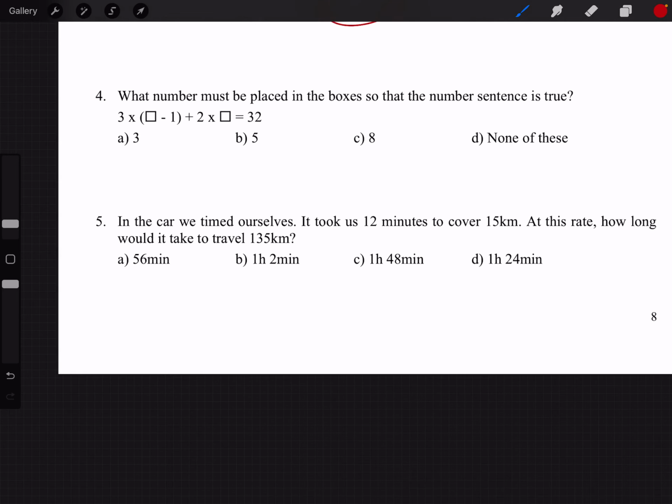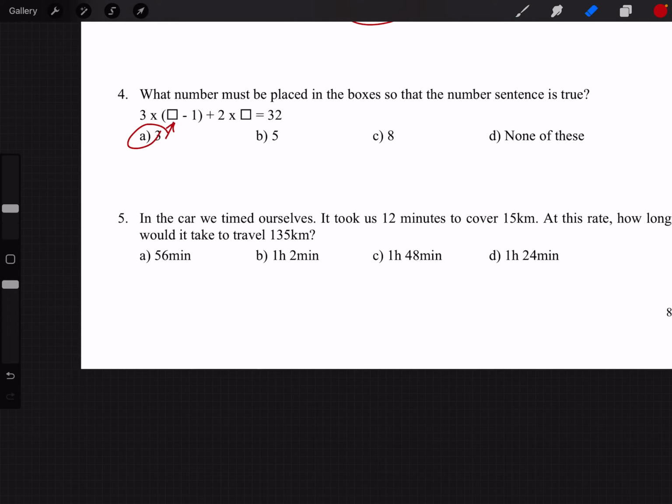Question 4. What number must be placed in the box so that the number sentence is true? You guys have to guess and check. Just plug in different numbers and then see if it works. If it doesn't work, then it's not the right number. That's all it is.